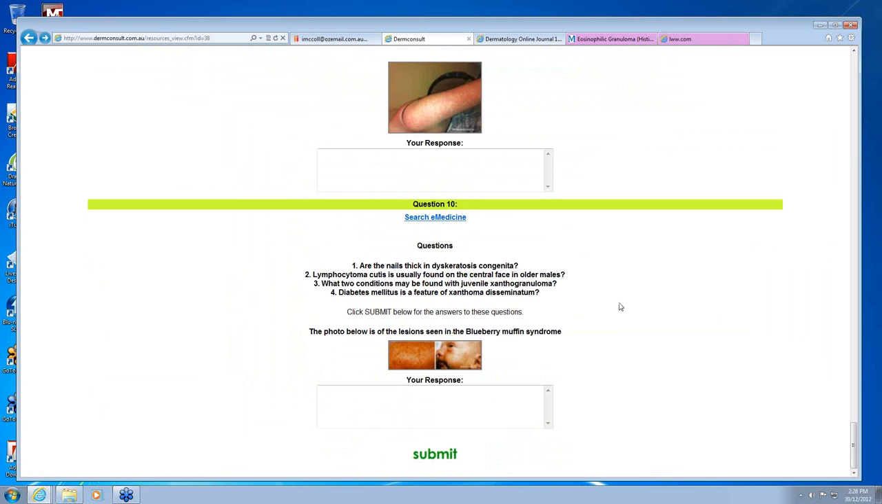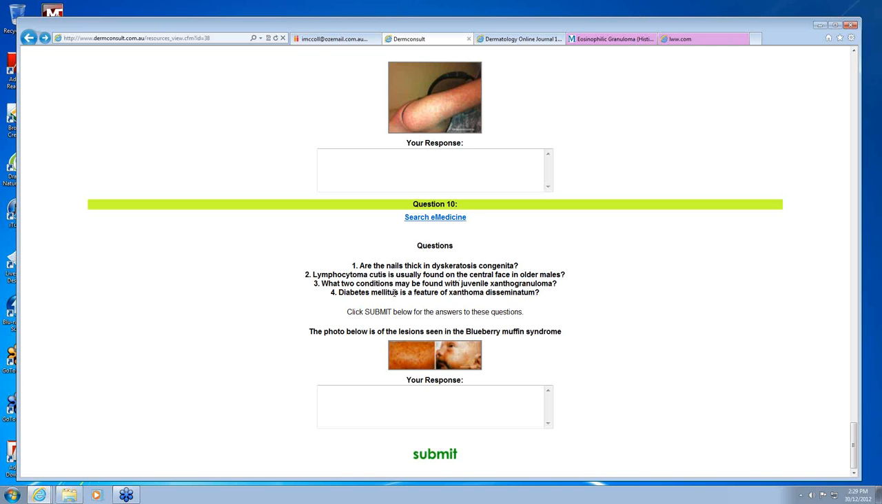These were just a few little questions at the end. You can, in fact, probably have done them yourself. Are the nails thickened in dyskeratosis congenita? No, they're thickened in pachyonychia congenita. Lymphocytoma cutis is usually found on the central face in older males. And the answer to that is certainly on the central face. It can be in older males. Remember, often on the earlobes as well.